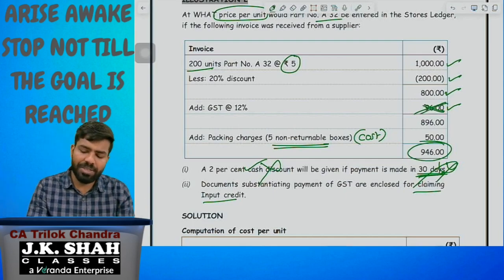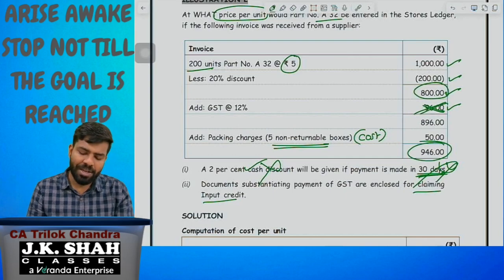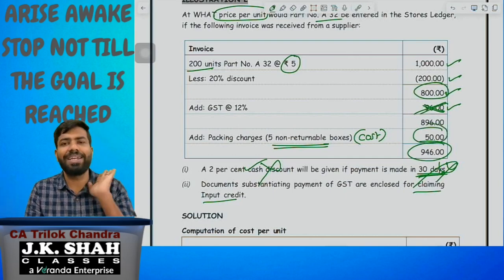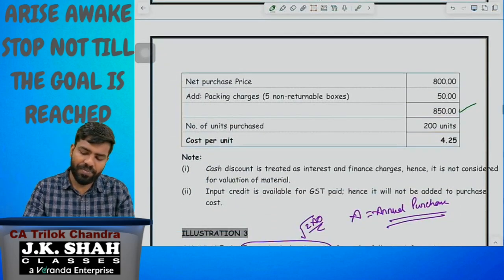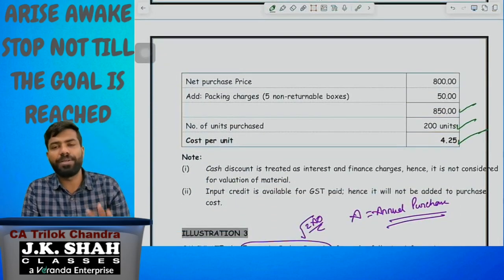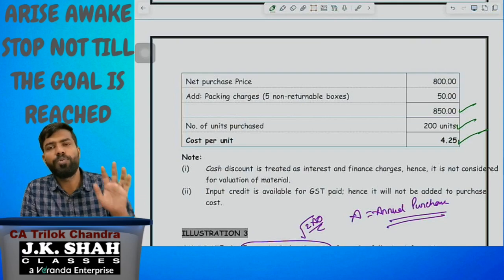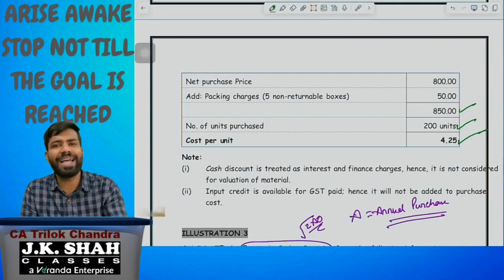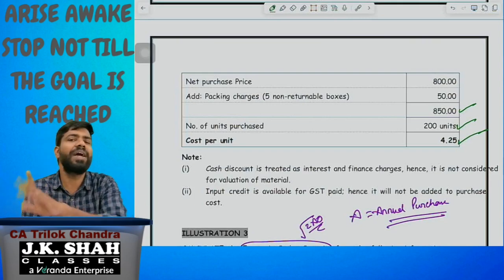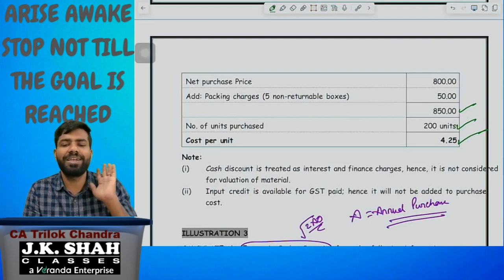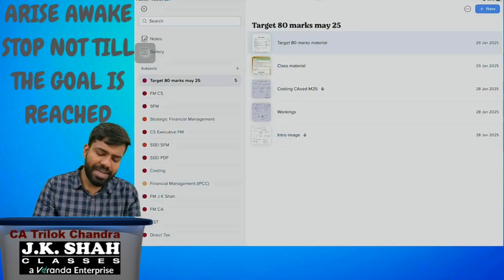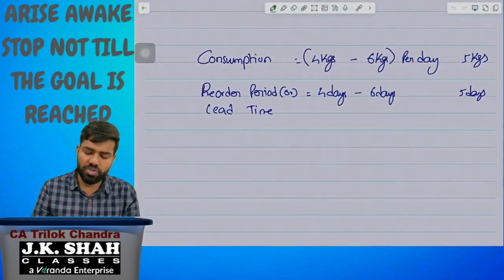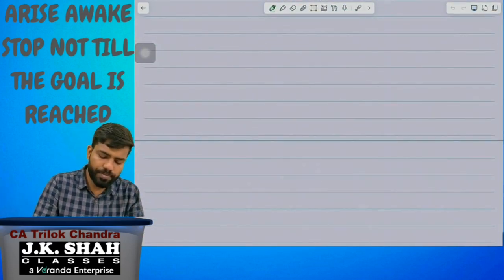So the cost means 800 rupees we paid to the supplier and 50 rupees we paid for the containers. These are the two cost elements we need to consider for the material cost. So 800 plus 50, 850, divided by 200, is 4.25. I hope you understand. Very simple question. No need to consider the cash discount. Don't consider the GST because of ITC. These two things we need to understand in this question. Clear now. Let us start with the next concept, the stock ratios.